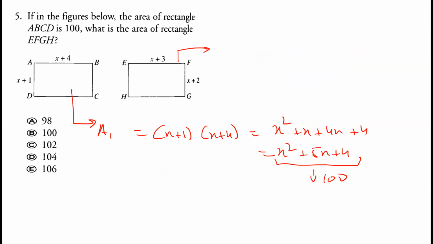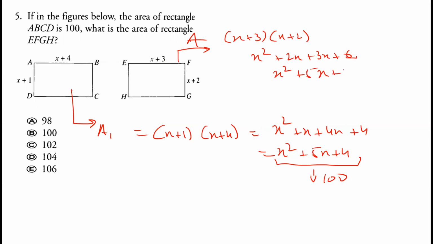Now we need to find the area of this other rectangle. This would be x plus 3 into x plus 2, or x squared plus 2x plus 3x plus 6, or x squared plus 5x plus 6. Now we can write 6 as 4 plus 2. We know that the expression x squared plus 5x plus 4 equals 100. So the area of this rectangle would be 100 plus 2, that is 102, which is option C.